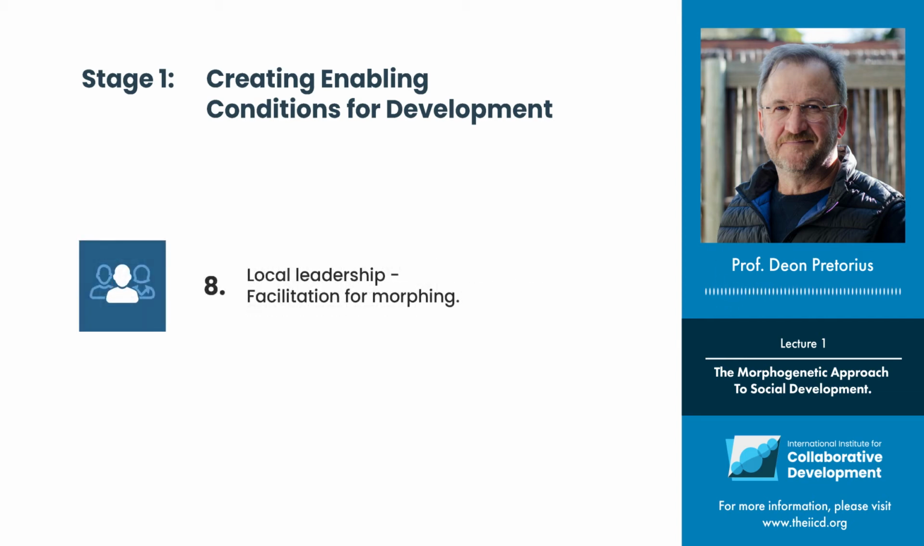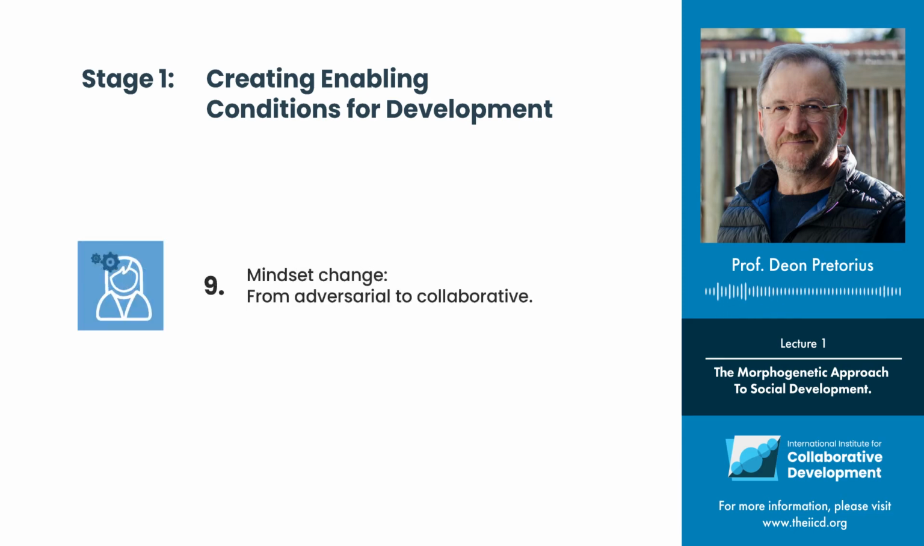Eighth, we need to facilitate the morphing of leadership. So very soon in such a process, one must identify the activists, the leaders, and start working with them with the intention of convincing them that there is a need for them to shift from adversarial activism to collaborative development. This is not easy and links with the next item, number nine, and that is mindset morphing.